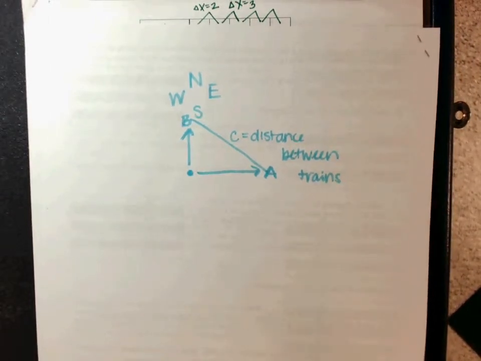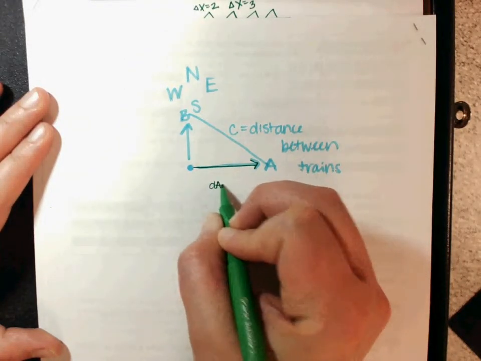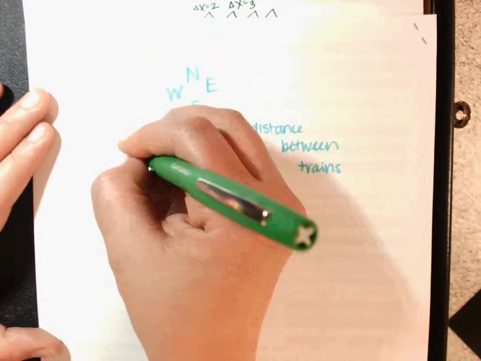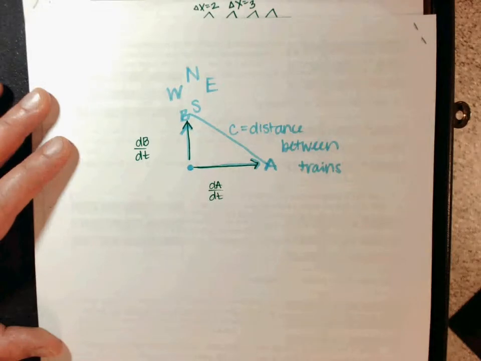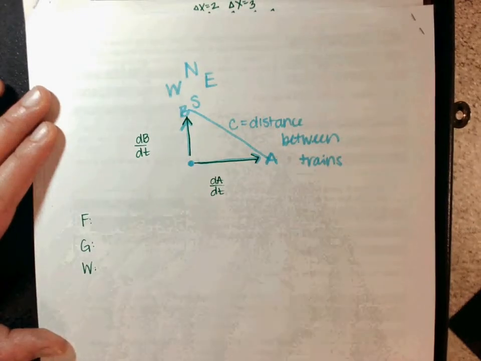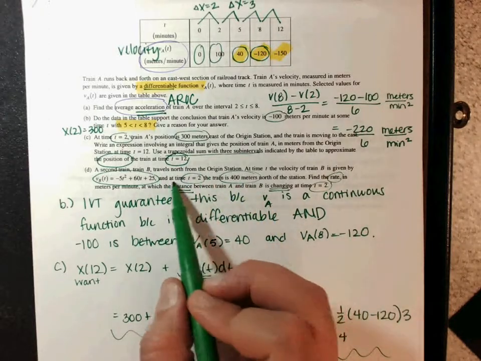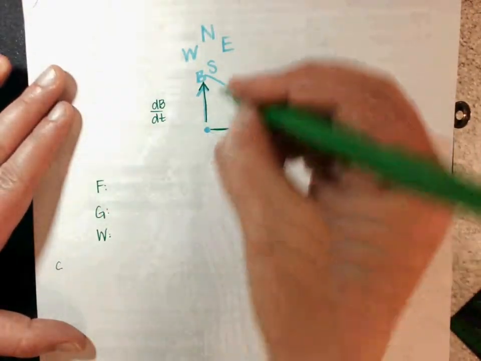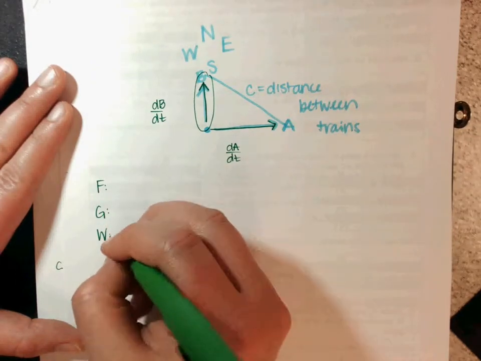Okay, so remember that the speed that train A is traveling, that's going to be my dA dt. And remember that the speed that train B is traveling, that's going to be my dB dt. Remember that the distance, how fast that's changing, we're going to call that dC dt. So let's set up our find, given, and our when. So it says, at time 2, the train is 400 meters north. So at time 2, distance B is 400 meters north. So that's going to be my when.